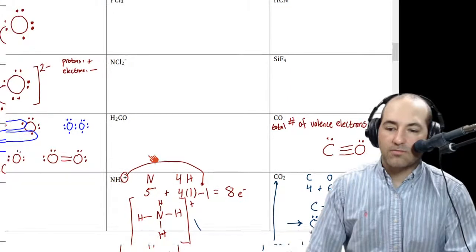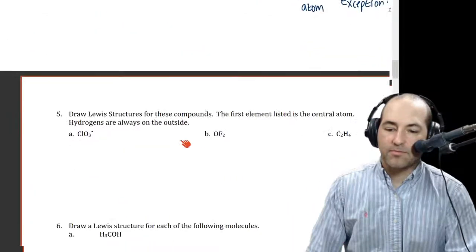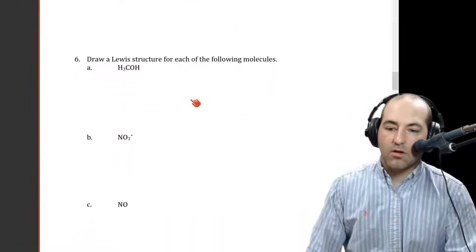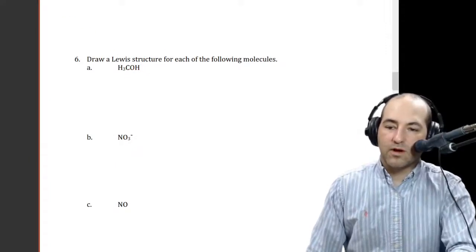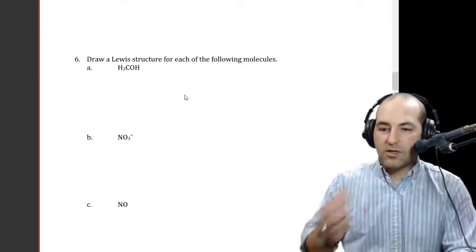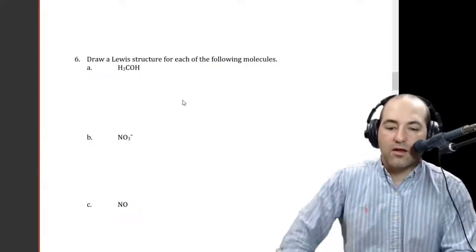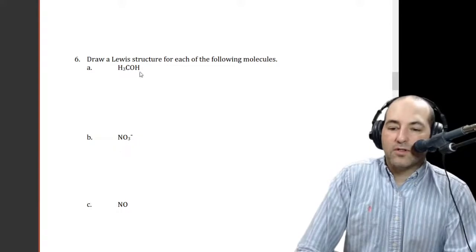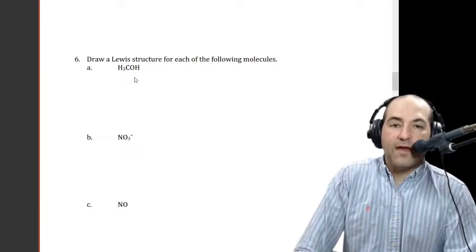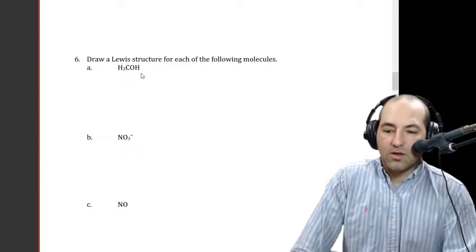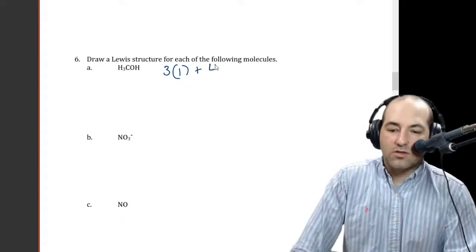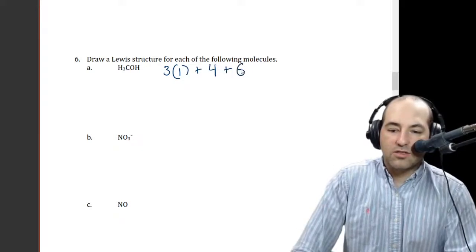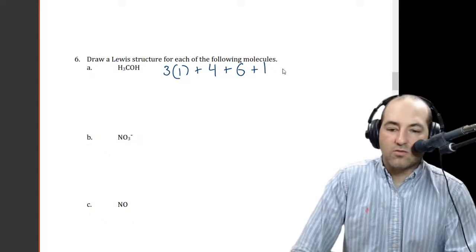Yeah, let's look at one. Let's look at this one down here. H3COH. So we're going to have to try some different things with this one because we're not quite sure how it's going to work yet. So first, we're going to start the same way we always do with adding up our electrons. So we've got 3 hydrogens, and each hydrogen is 1. Then we've got our carbon, which is 4 valence electrons, our oxygen, which is 6, and then another hydrogen over here, which is 1.